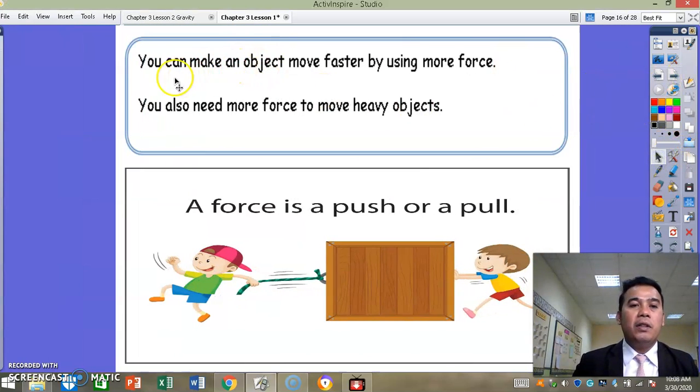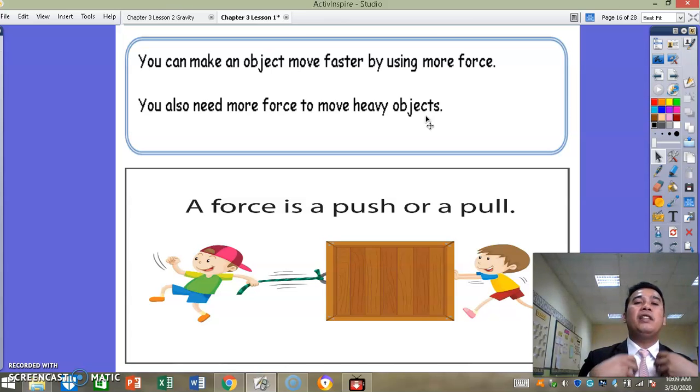Let's continue. You can make an object move faster by using more force, a bigger or stronger force. You also need more force to move a heavy object. For example, when the cart is full of groceries or foods, it's hard to push. That's why we need to exert a bigger force to push a heavy box or a cart loaded with so many things.